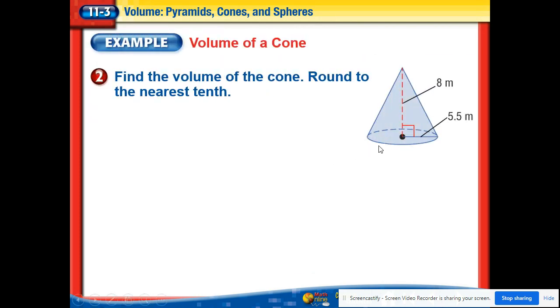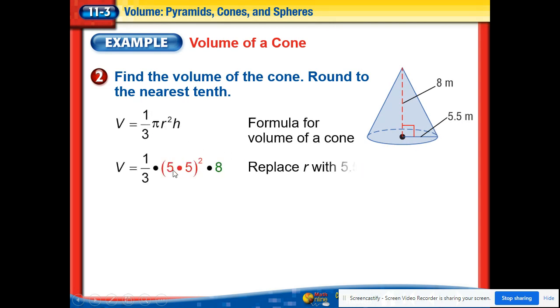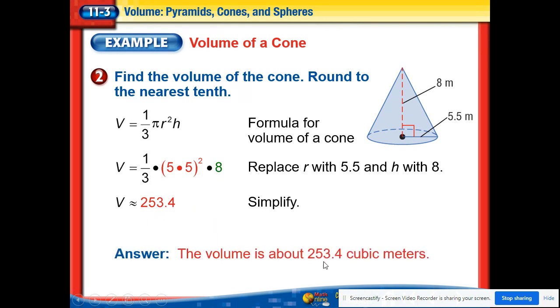Okay. So we have the radius here. It's 5.5. So we're going to use that formula. We're going to put that 5.5 in for both of these, multiply those together, times the 8, and then divide by 3, giving us this value, which is 253.4 cubic meters.